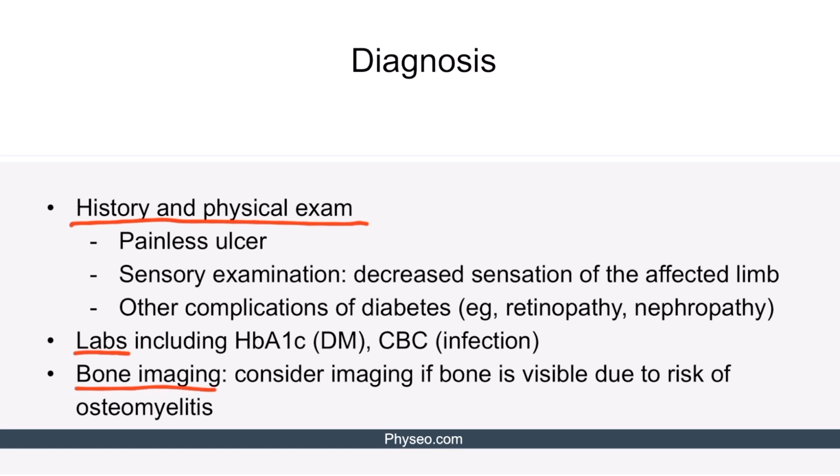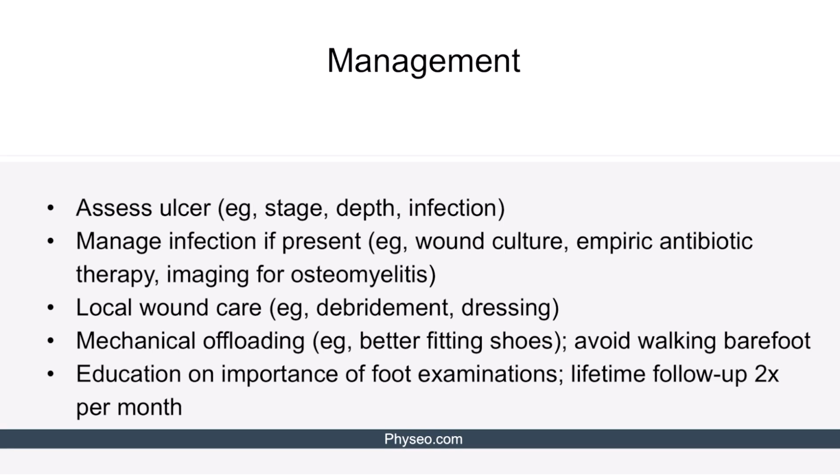Now, bone imaging should be considered, especially if the bone is visible or in deeper ulcers where there's a high risk of osteomyelitis. Management of neuropathic ulcers begins with a thorough assessment of the ulcer. First, the ulcer grade, which determines the depth, and ulcer stage, which determines whether or not it's infected. So you've got to establish those two things.